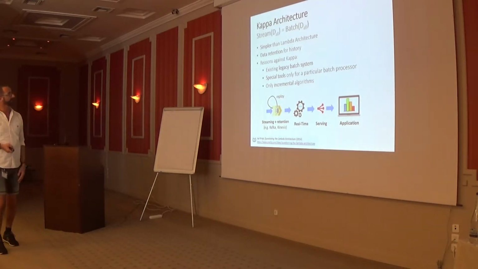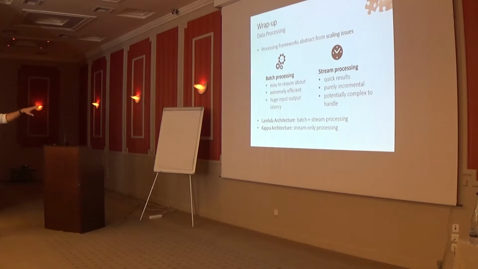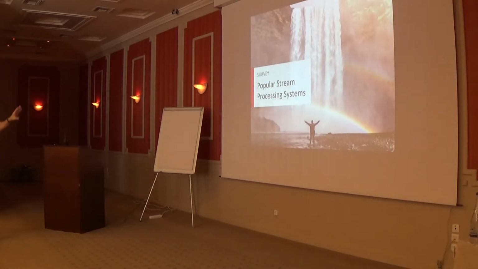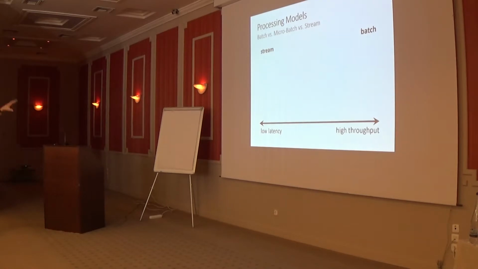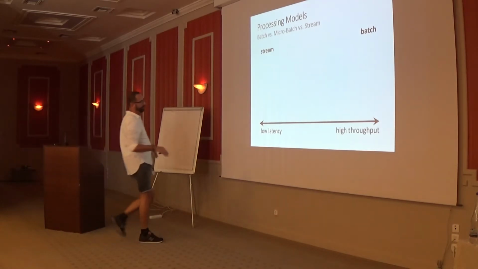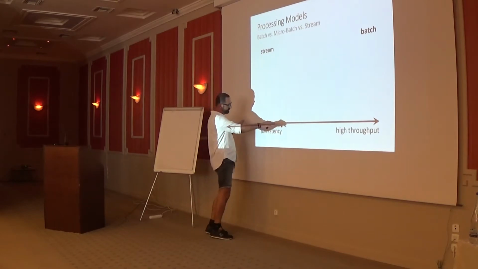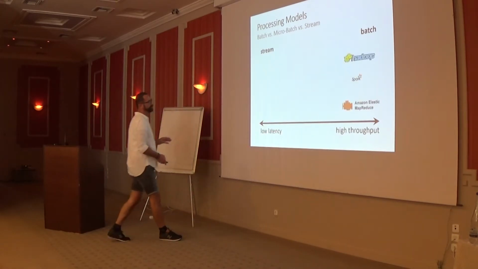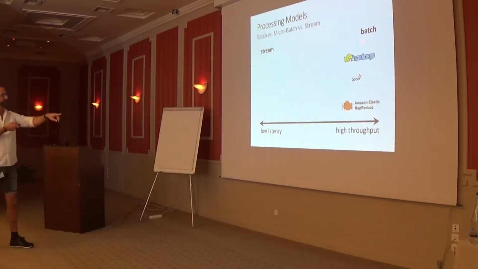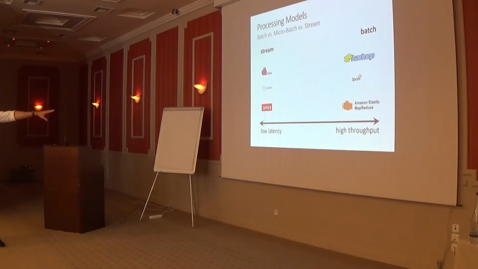Again, only incremental algorithms, because this is actually focusing on stream processing. So this is the overall thing: batch processing versus stream processing. I think I covered all these points. Then we have the popular systems, to arrange them on this dimension, the spectrum between low latency and high throughput. We can do the following. So we have the batch systems, Hadoop, Spark, or Amazon Elastic MapReduce. We have the stream processing systems like Storm, Samza, or Flink.